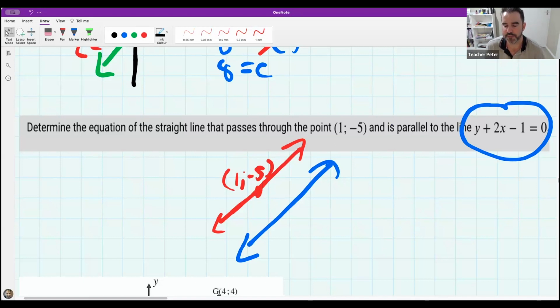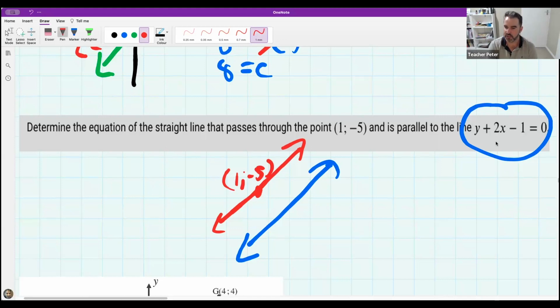So what do you think the first thing we should do is? I want someone to put in the chat, what is step 1? What is step 1 going to be? Help a classmate out. What is my first step going to be as I go on a journey to find the equation of the red line?